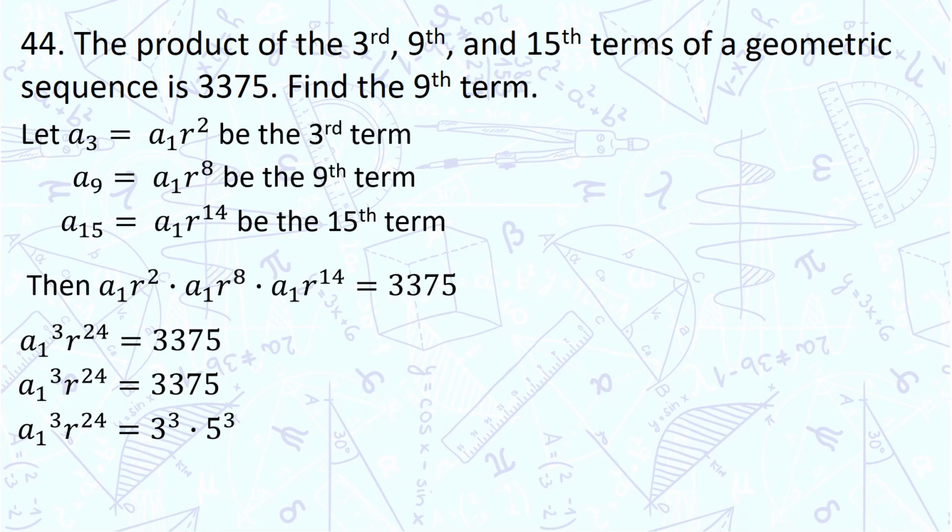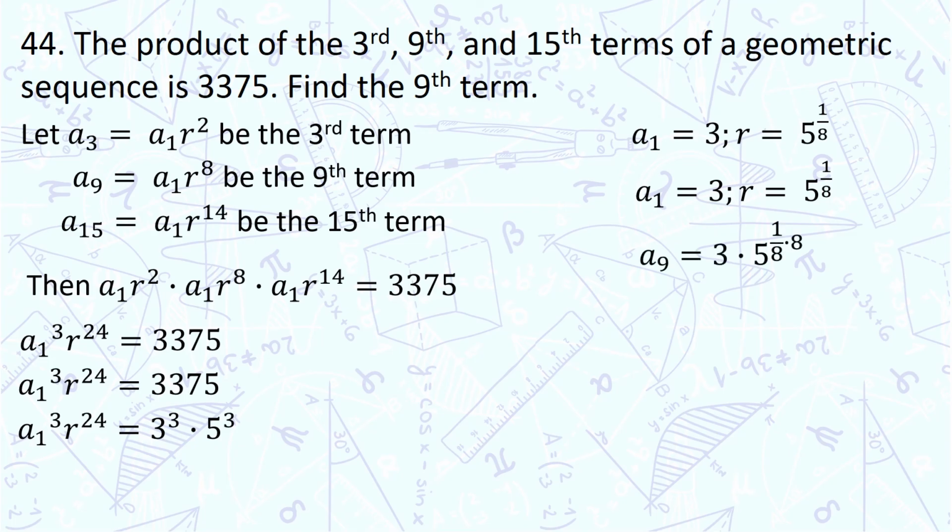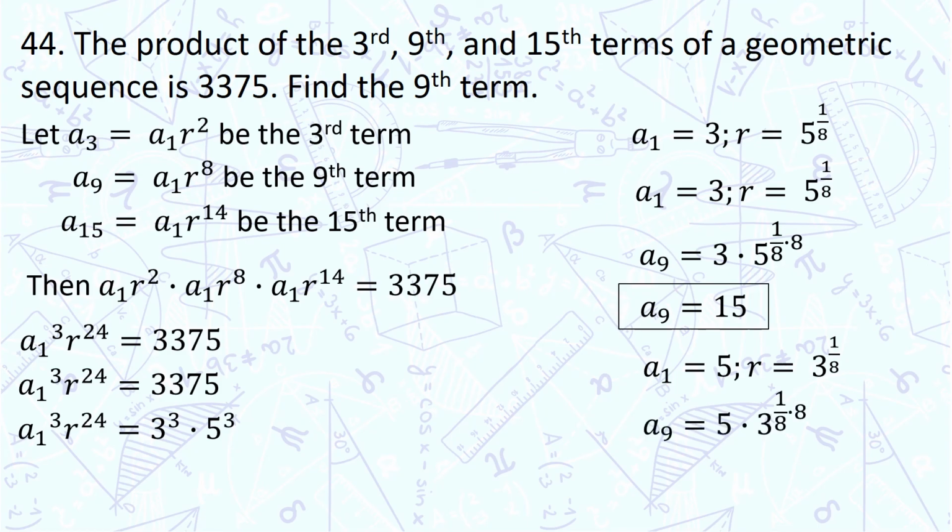Then we have two cases. One is that a sub 1 is equal to 3 and r is equal to 5 raised to 1/8. Hence, a sub 9 is equal to 3 times 5 raised to 1/8 raised to 8, and that is equal to 15. On the other case, a sub 1 is equal to 5 and r is equal to 3 raised to 1/8. So we have a sub 9 is equal to 5 times 3 raised to 1/8 raised to 8. Still, a sub 9 is 15. So the answer is 15.